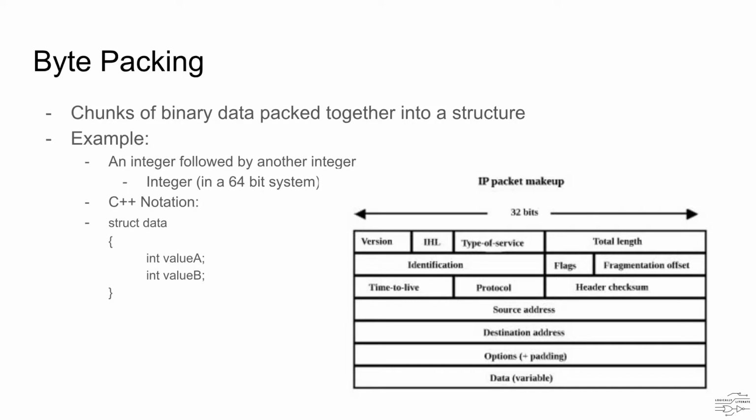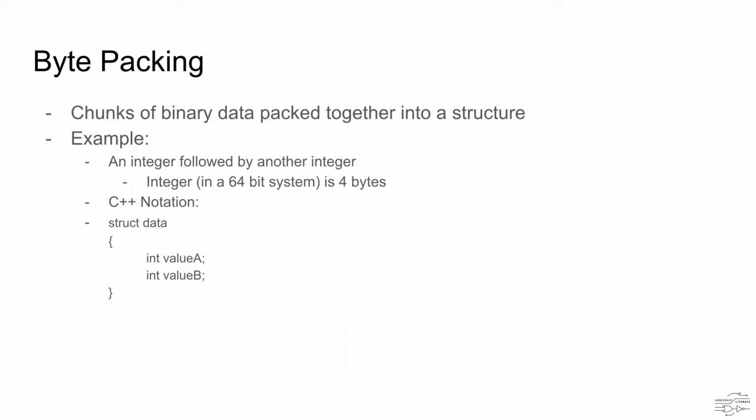Next we'll talk about byte packing. In the previous section we showed an IP packet at the bottom, and the very last part of an IP packet is the data section. That is where the user can place their data structure to be decoded on the other end. You'll notice in this example here we have a struct of data that has two integers back to back.